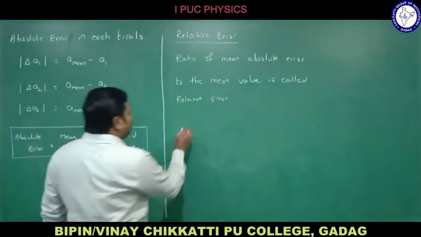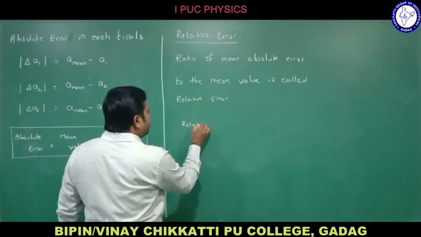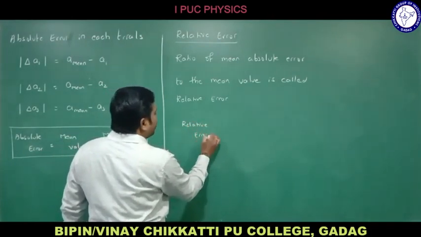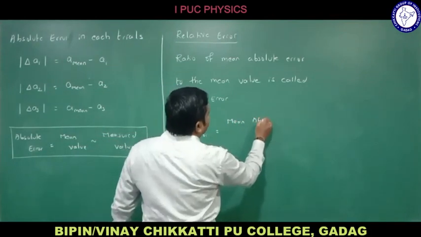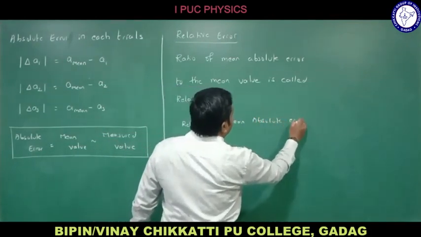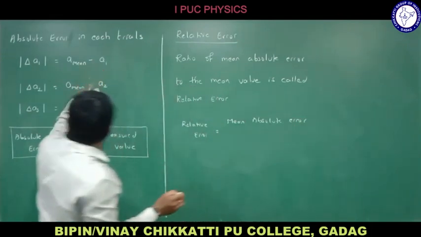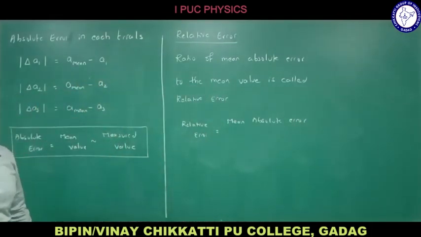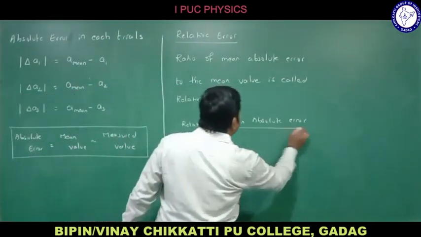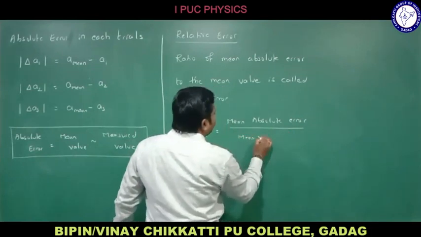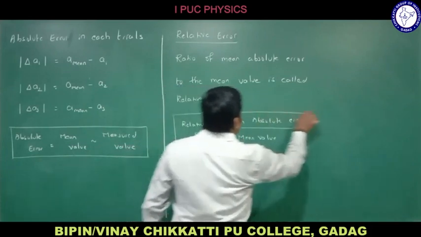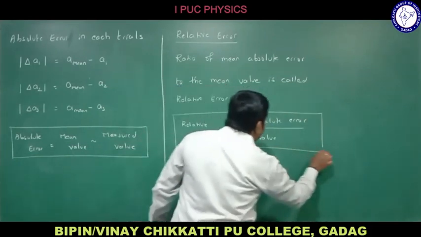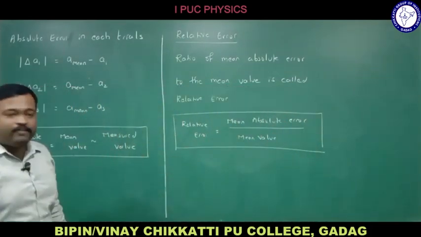Let me write the formula for it. If I want to calculate relative error, first we need to calculate mean absolute error. So how many absolute errors did we get? 3, right? You need to take the mean of that. So mean absolute error divided by mean value. This is the formula for relative error. Relative error is the ratio of mean absolute error divided by mean value.